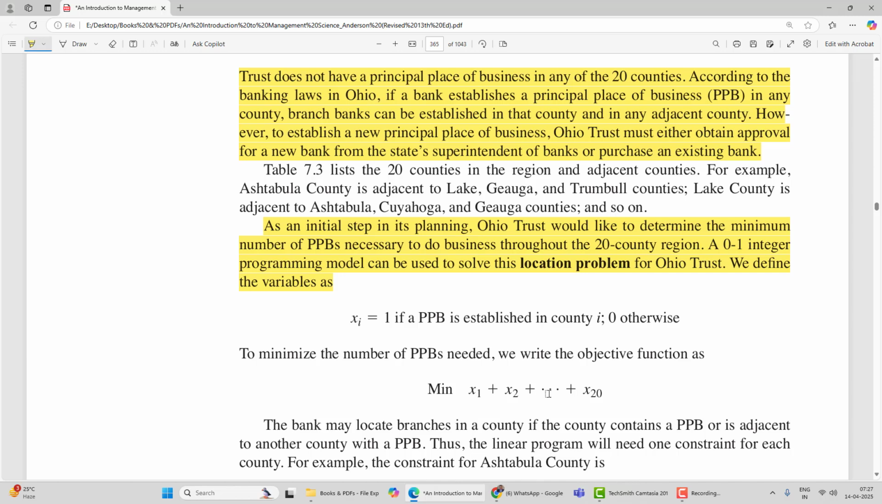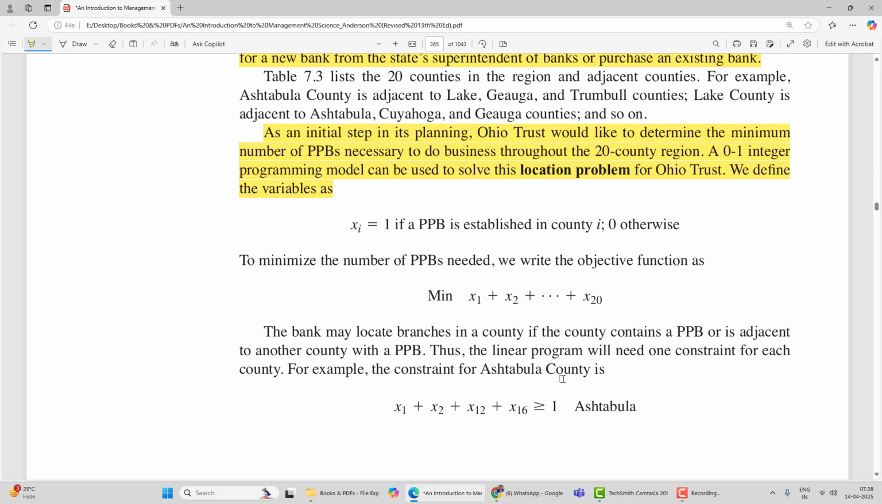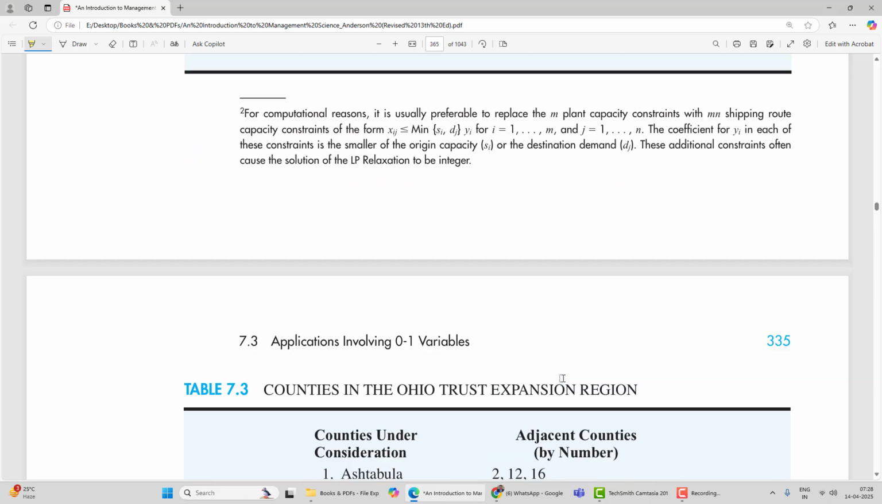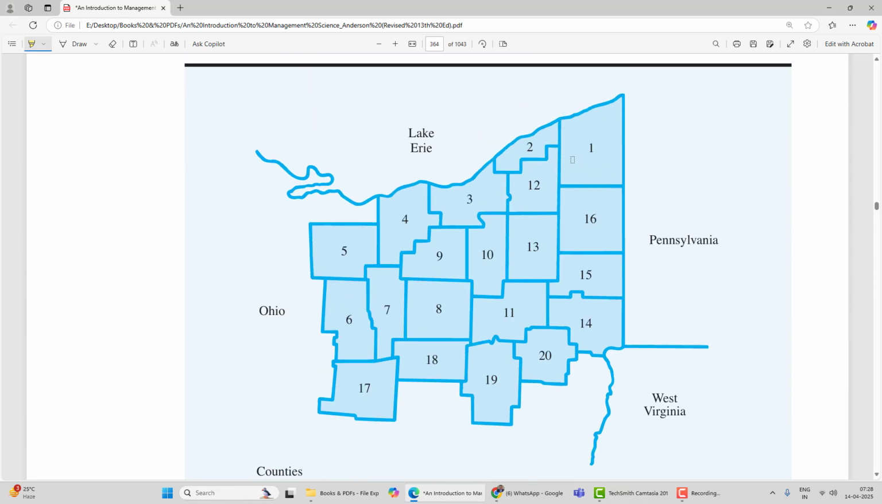So that is why we need to minimize this equation: x1 plus x2 plus up to x20, which we need to minimize. Now, if you want a branch, for example, if you want to do business in Istanbul, you can have a PPB here, or it can be here, or here, or here.